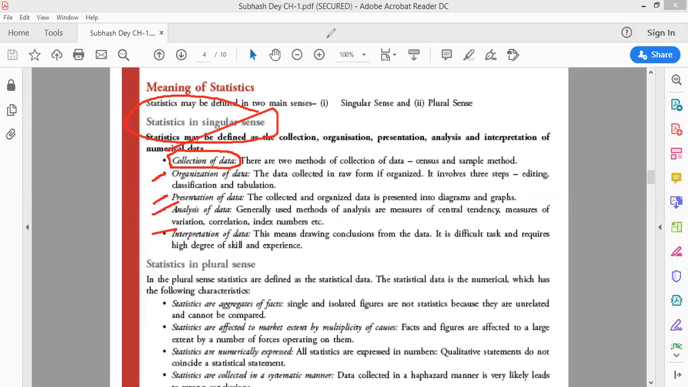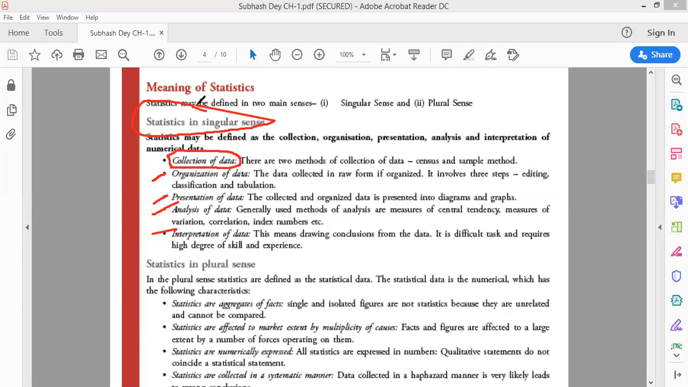Statistics in singular sense. And what is meant by statistics in singular sense? Statistics in singular sense means that whenever we are going to explain the statistics in singular sense, we are just going to explain the steps involved in the statistics. Remember, S for singular sense, S for steps involved in statistics. So whenever we have to explain statistics in singular sense, we have to just explain the steps involved in statistics. And what are the steps involved in statistical study? First of all, there is collection of data, then organization of data, then presentation of data, then analysis of data, and interpretation of data.